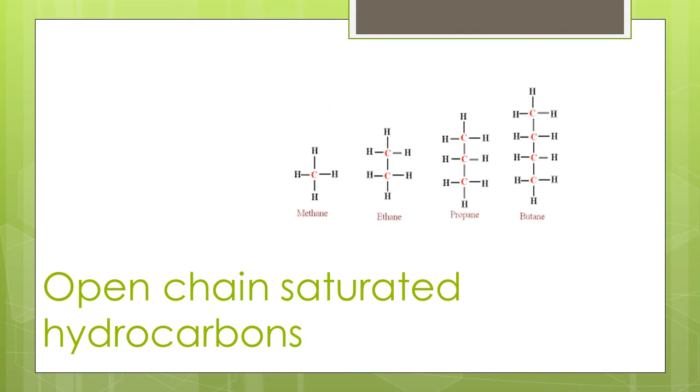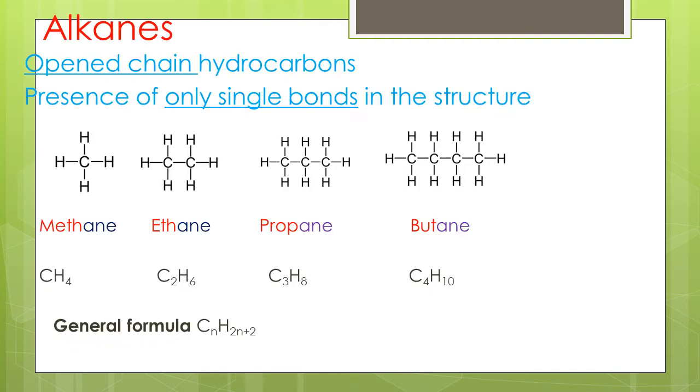Here some examples of this type are shown. What similarity do you notice among them? Yes, they have only carbon and hydrogen atoms, and these atoms are bonded together only by single covalent bonds. These open-chain saturated hydrocarbons are called alkanes. As we have discussed earlier, there are only single bonds in the entire structure of these hydrocarbons.